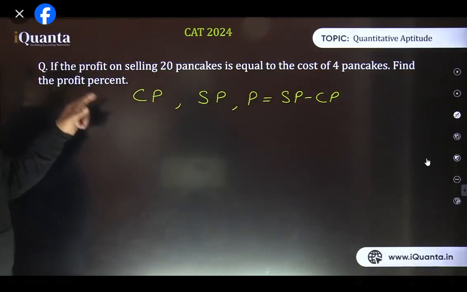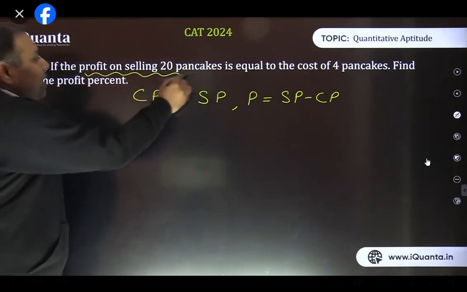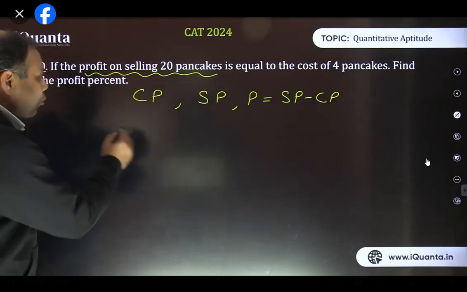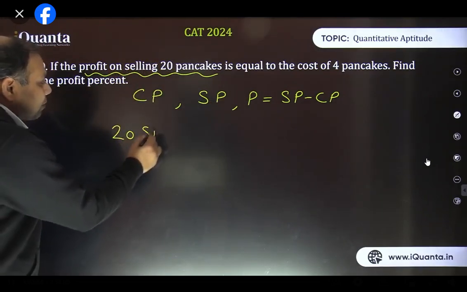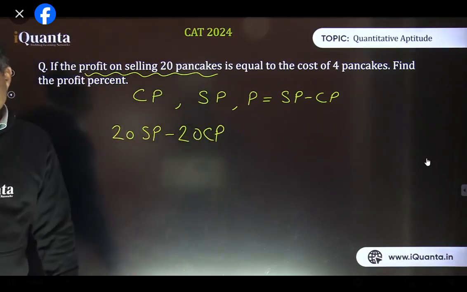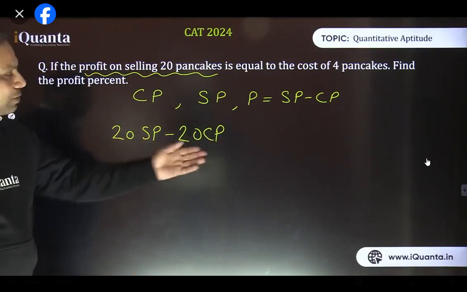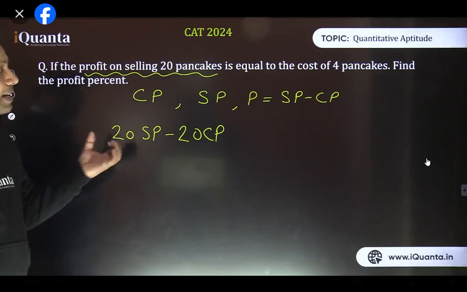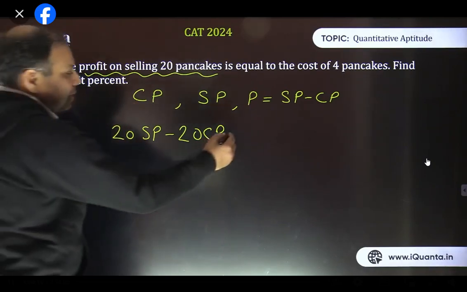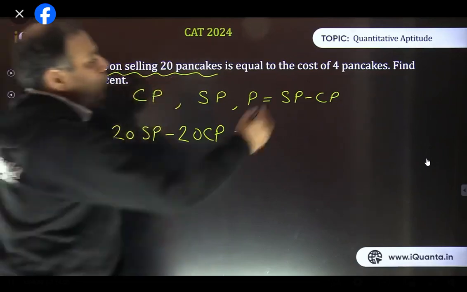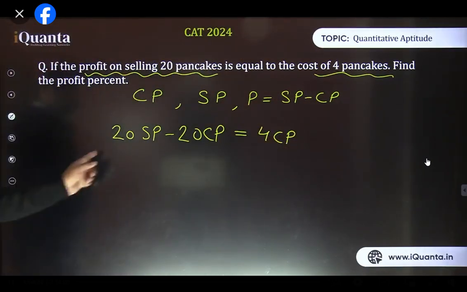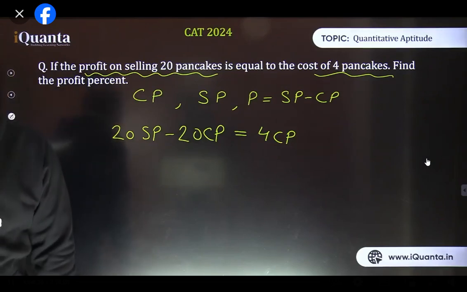Now what is given here is profit on selling 20 pancakes. So if I'm selling 20 pancakes, how will profit be calculated? Profit will be 20 times SP minus 20 CP. That is the profit on selling 20 pancakes, isn't it? 20 pancakes' selling price minus 20 pancakes' cost price. Now, that is going to be equal to, it is given, the cost of 4 pancakes. That means 4 CP. Please see this and confirm.